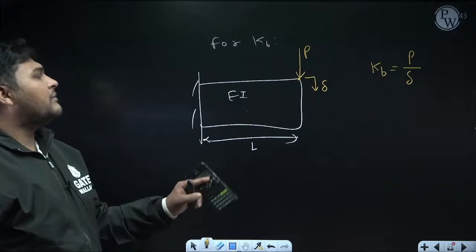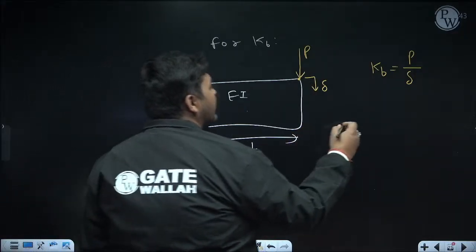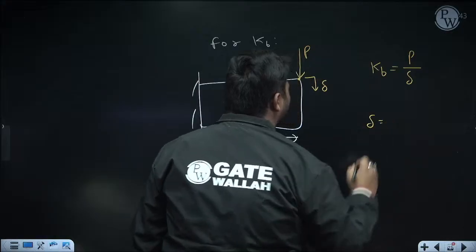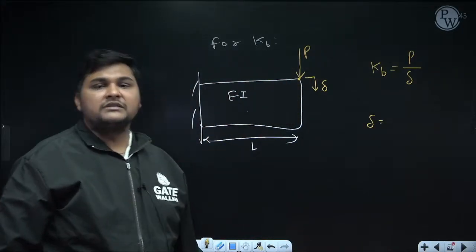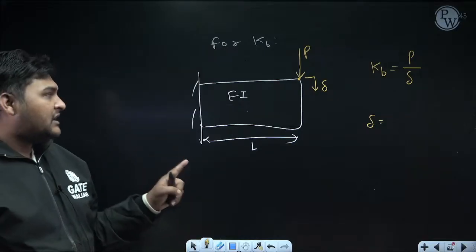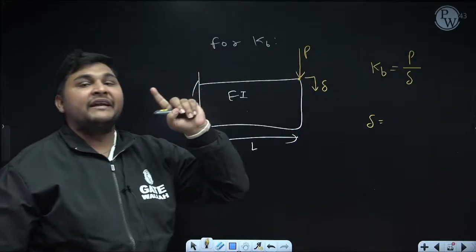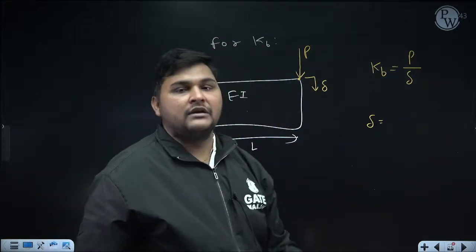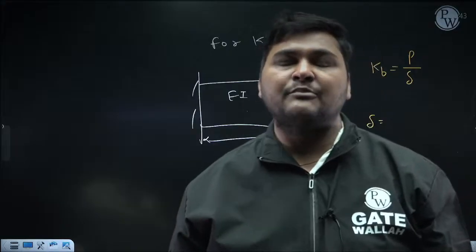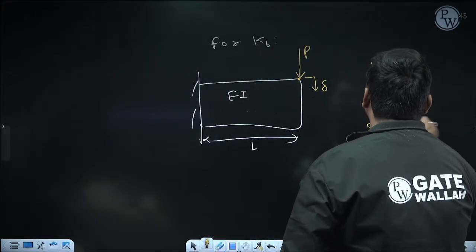Now from this formula, to find the expression of KB, you should know the formula of delta. And this we have studied in strength of materials. It is a cantilever beam: whenever one end of the beam is fixed and the other end is free, that is a cantilever beam. In a cantilever beam, whenever load P is applied at the free end, and we are calculating the deflection of the same point, the formula to calculate the deflection due to transverse load P is PL cube by 3EI. This formula you have studied in strength of materials.